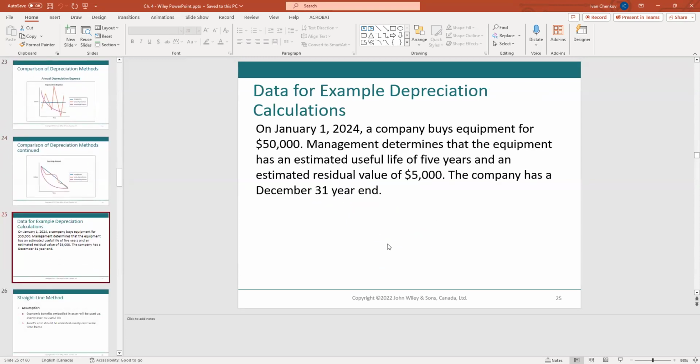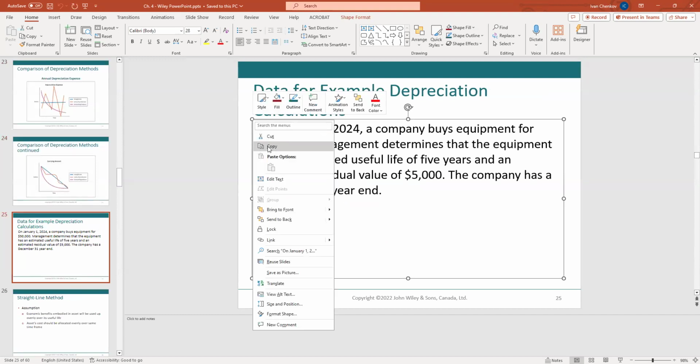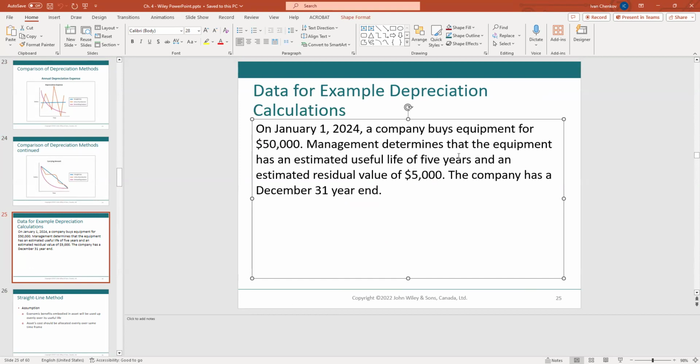Let's see one example. This is the example that we're going to work. So let's say a company buys equipment for $50,000. Management determined that the equipment has an estimated useful life of 5 years and an estimated residual value of 5,000. The company has a December 31st year end. So that will be our starting point, and I'm going to get this into an Excel spreadsheet. That will be our question, and then we're going to see how we extract the information for that question.